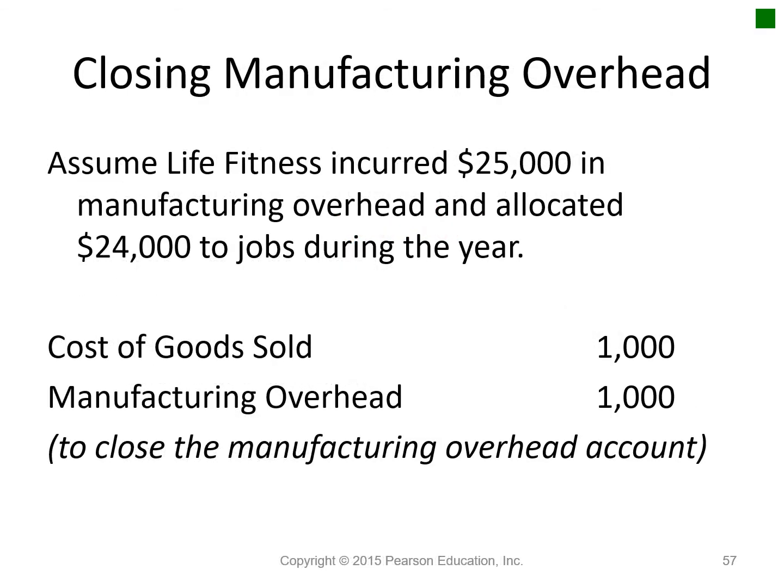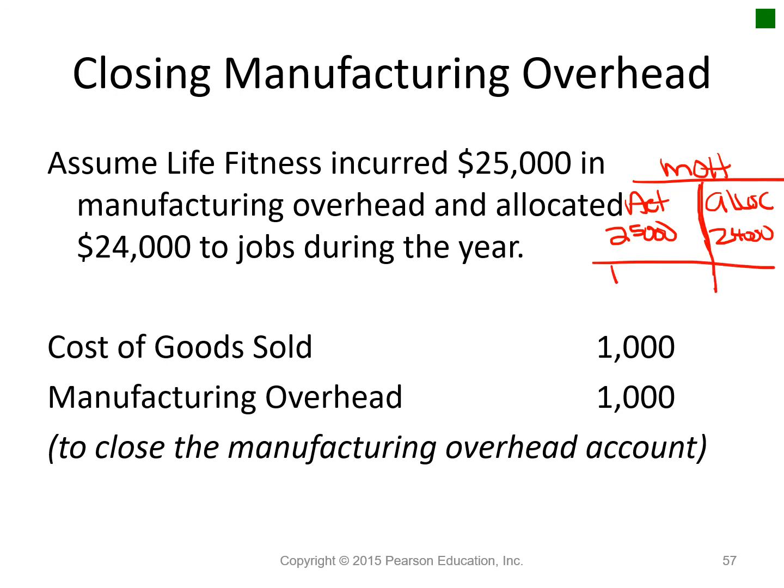Now it says assume Life Fitness incurred $25,000 in manufacturing overhead and allocated $24,000 to the jobs. So if I drew my T account up here, manufacturing overhead, remember actual goes on the debit side, so that's the $25,000. That's actual. The allocated goes on the credit side, that would be $24,000. So if I said, give me the balance of overhead, you'd say it's got a debit balance of 1,000.